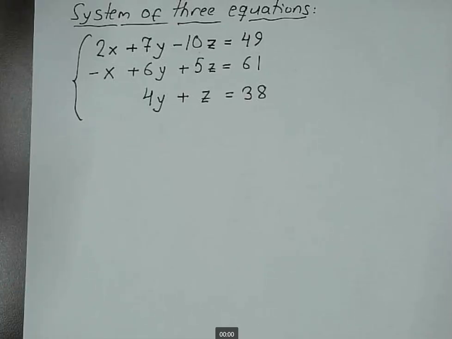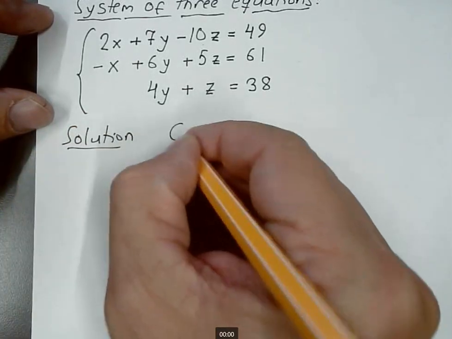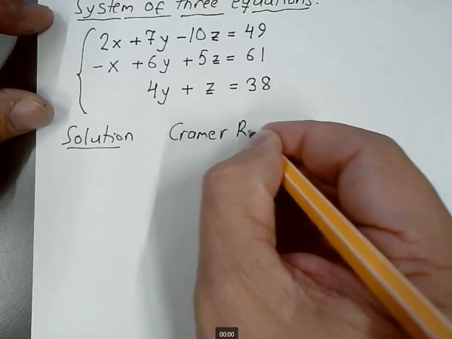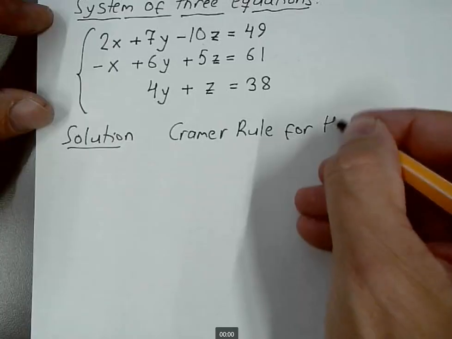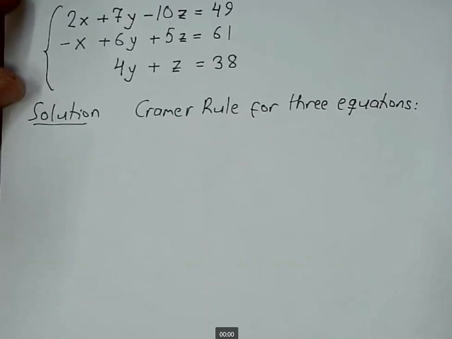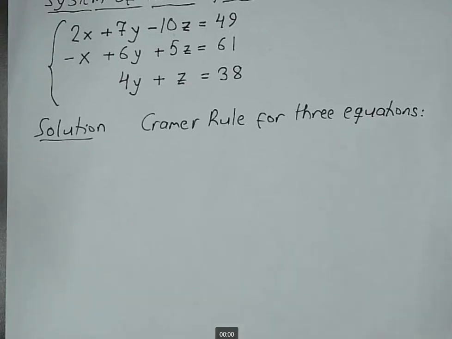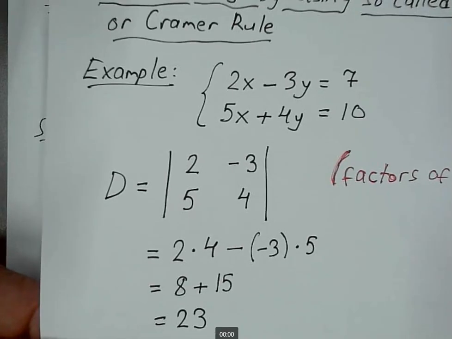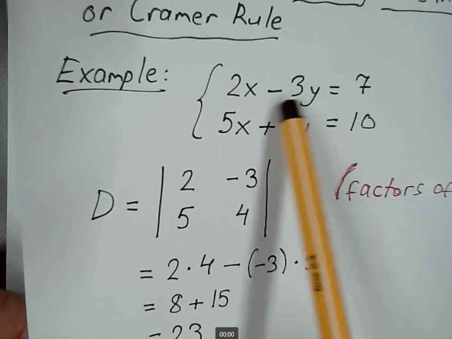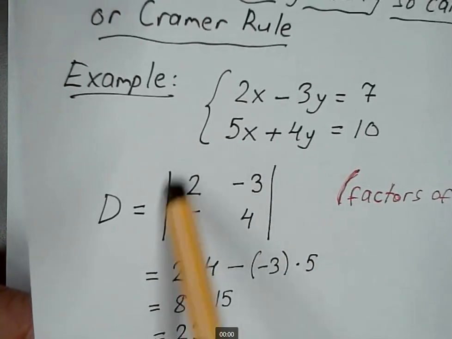So I will use Cramer's rule here. Cramer's rule for 3 equations. First, we are calculating the determinant D. Same method as earlier. We made this determinant here, and we just picked those numbers in front of those unknowns there, 2, -3, 5, 4, and that was the determinant D.